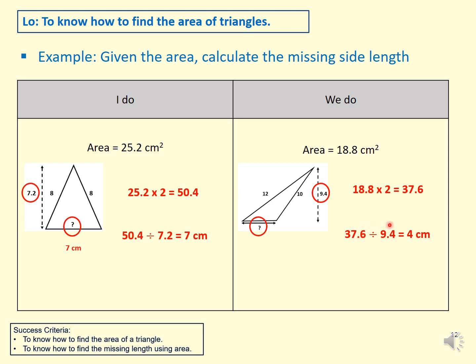Again, for doing that division, write them as a fraction, times numerator and denominator both by same number. In this case, you need to times by 10 to get rid of the decimal places. So you're going to have 376 divided by 94. If you do that division, your last answer is going to be 4, which means this missing length in here is 4.